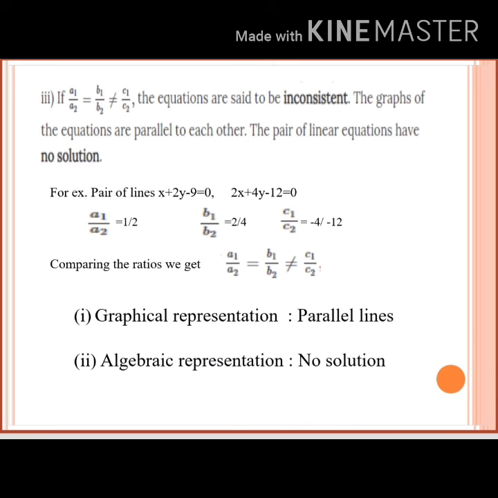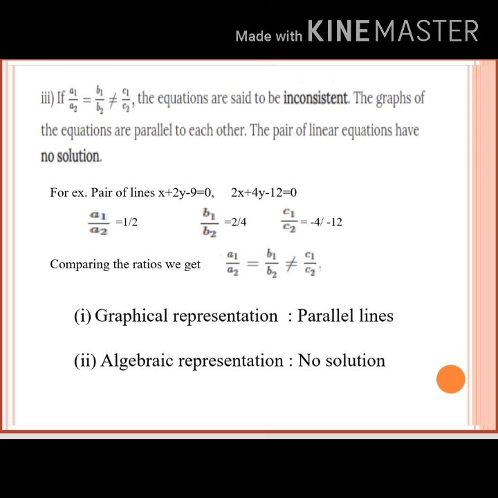Third condition: if a1 upon a2 equals b1 upon b2 is not equal to c1 upon c2, the equations are said to be inconsistent. The graphs of the equations are parallel to each other. The pair of linear equations has no solution.